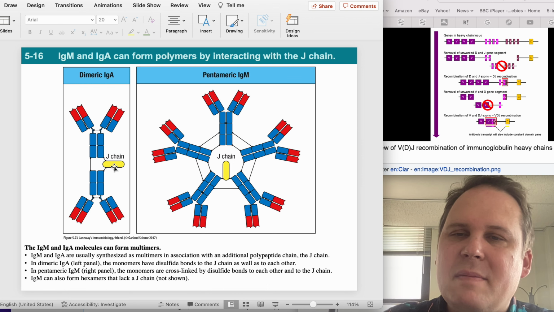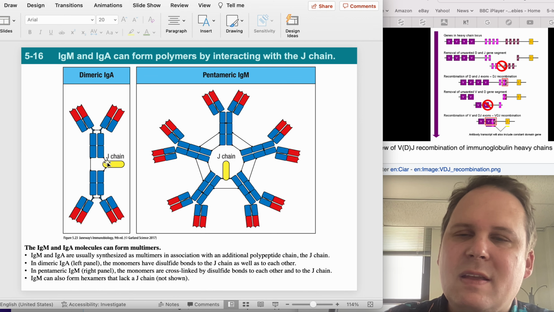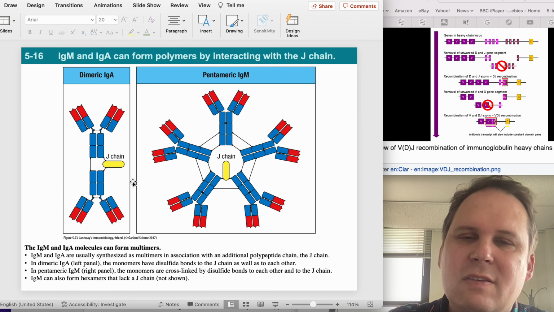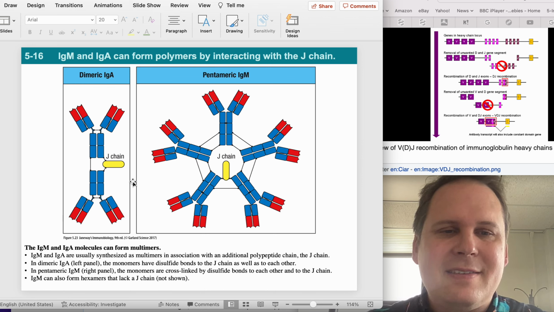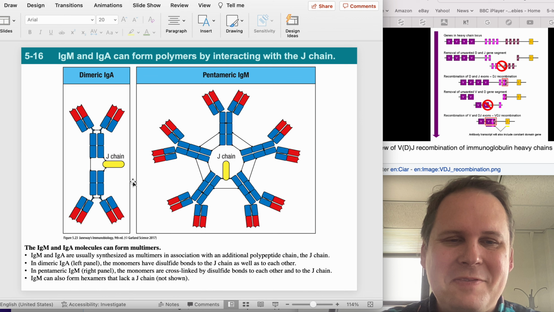And IgA, shown here, can disulfide bond to the little J chain. So there you go. That's antibodies, and that's enough for Chapter 5.